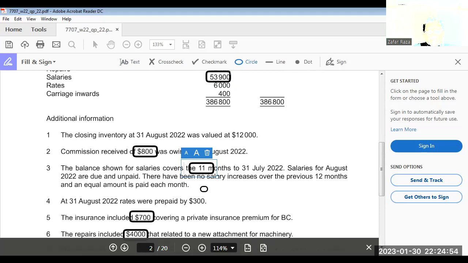So what we have to do is calculate the monthly salary. 53,900 is 11 months' salaries. 53,900 divided by 11, and we get 4,900 per month salary. So it means the salary for the 12th month, August, is 4,900 due. It's not included in the expense. It's not yet paid. We are just adding it to the expense and we'll make it a liability in the balance sheet. So 4,900 plus 53,900 makes your salaries expense 58,800. Getting my point clear?